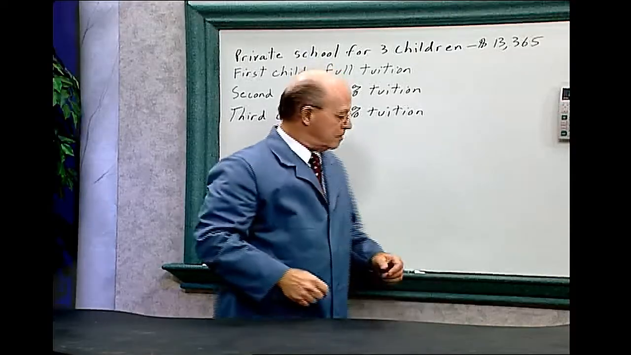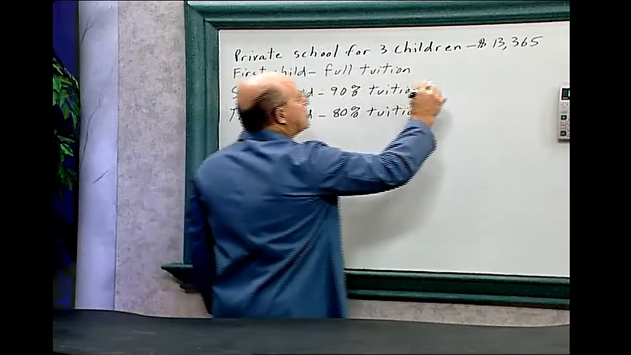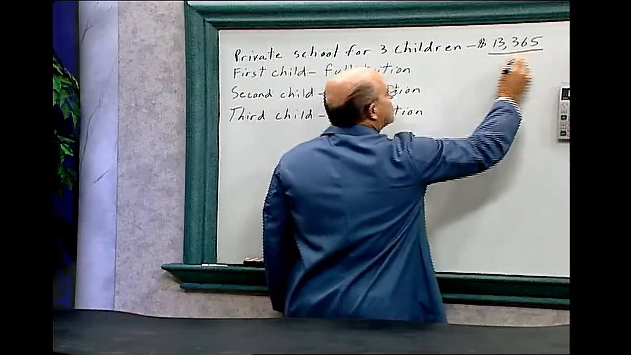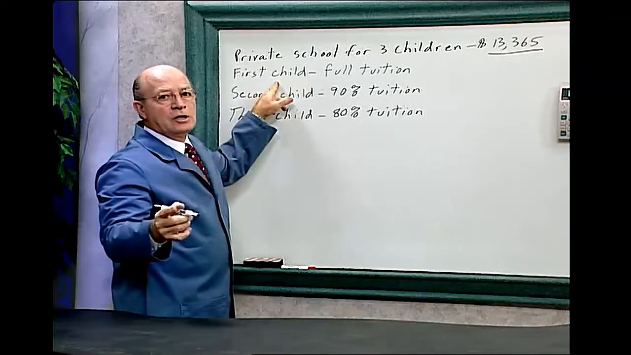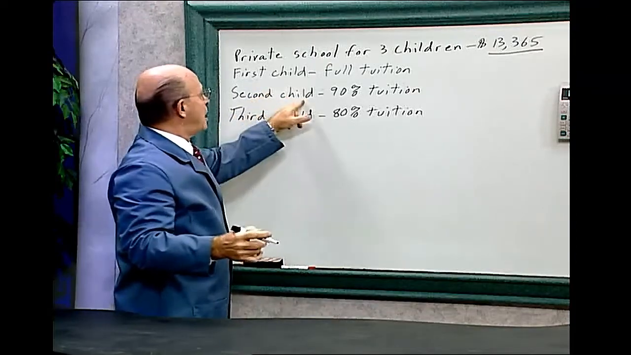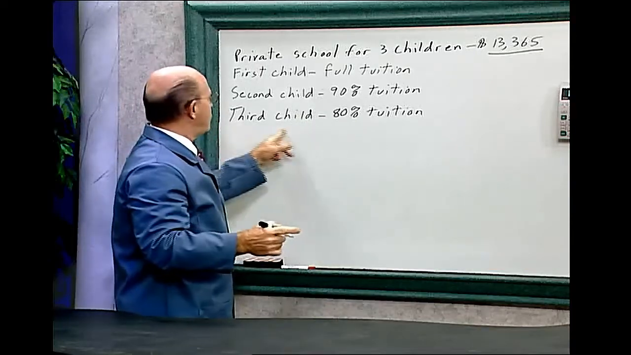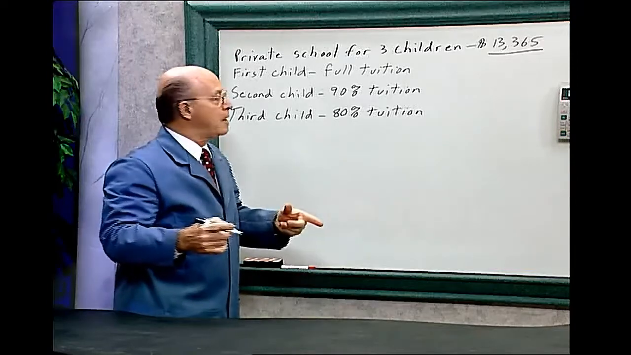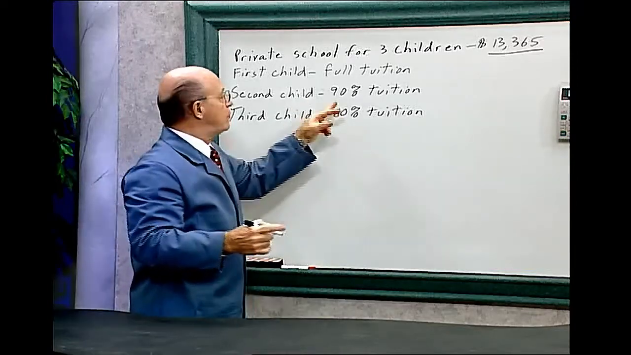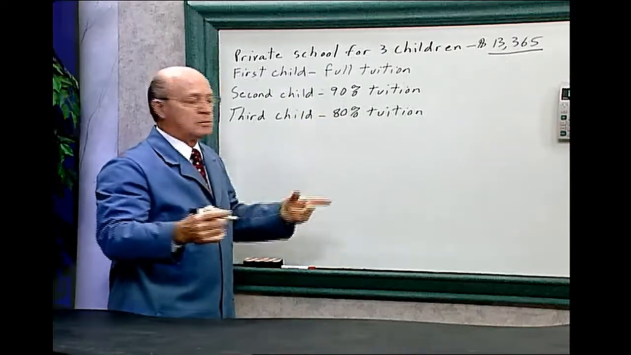Let's do the math. The private school for 3 children costs $13,365. For the first child, you pay full tuition. For the second child, you pay 90% of the full tuition. And for the third child, you pay 80% of the tuition. Now, what we want to do, first of all, is convert this 90% and the 80% into decimals.